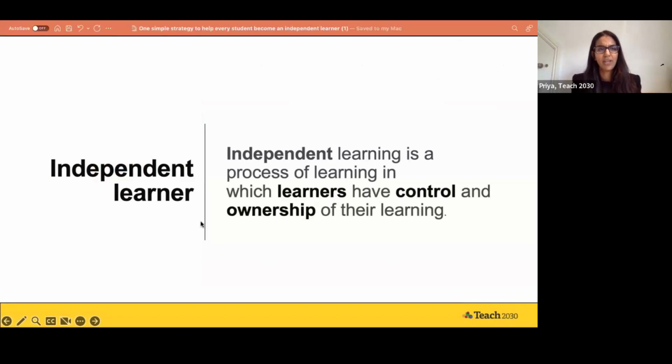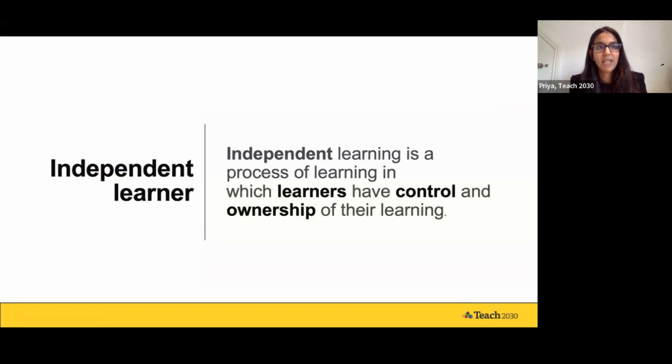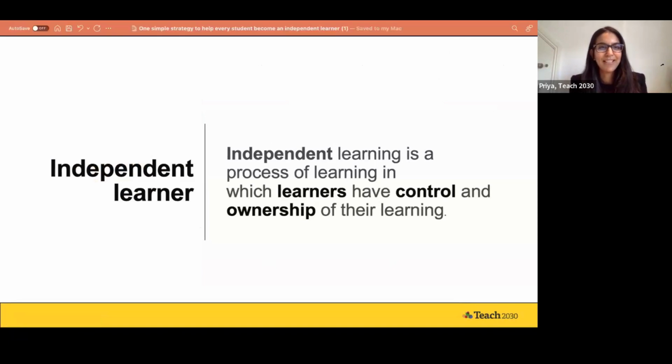Just out of interest, for some of you who may have come across independent learning, how many of you have come across the term or probably use independent learning in your classrooms as well?